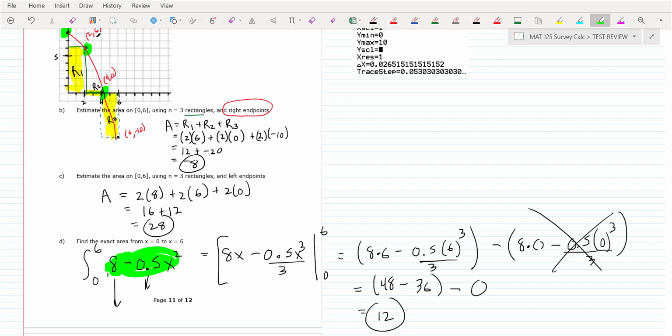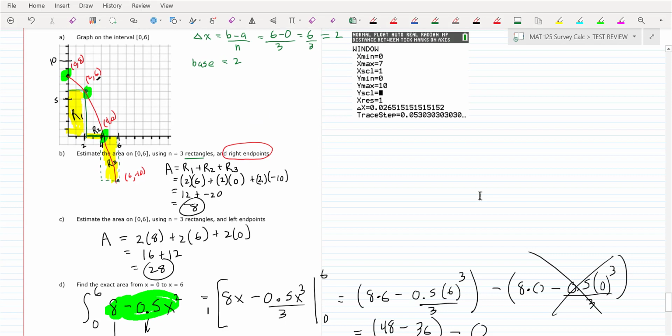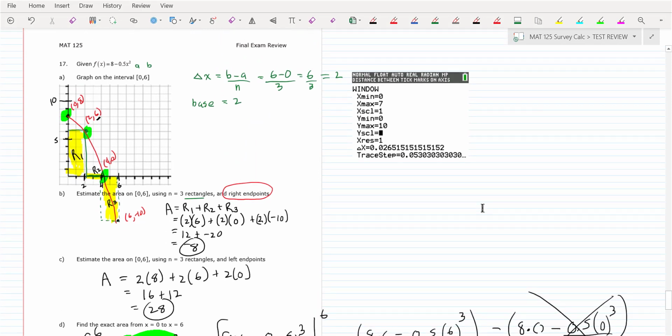Okay, are we good? Okay, area is base times height. You got to know the difference between left and right rectangles. And you got your calculator. Okay, calculator will help you.